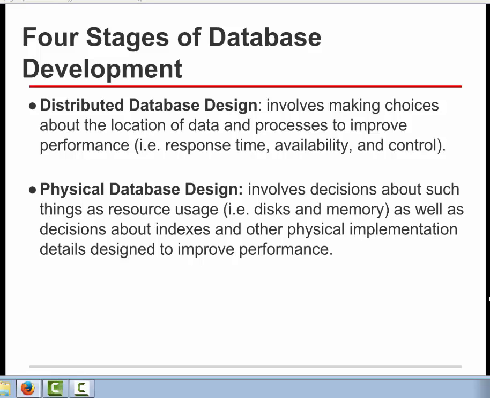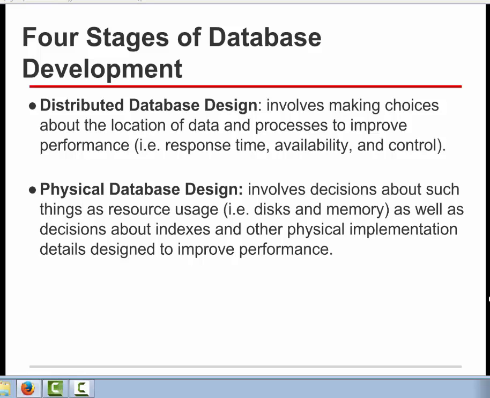The last 2 stages are distributed database design. This is especially important if you have a database that is not just isolated within one building or one organization, which is often the case. You make choices about the location of data and processes to improve performance. Obviously, you want your database to have quick response time, to be constantly available 24/7, but you also want to have control mechanisms in place to ensure security and to ensure that bad data does not enter your database.